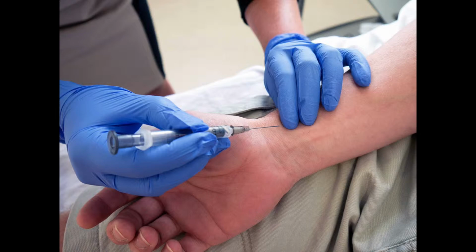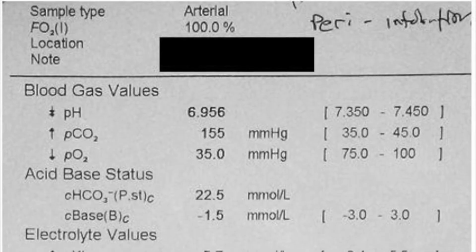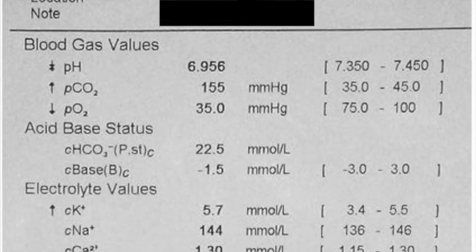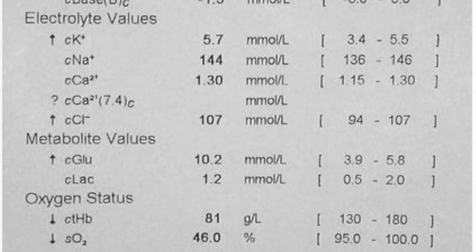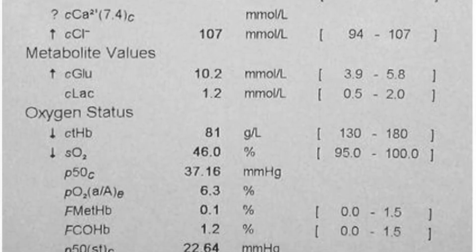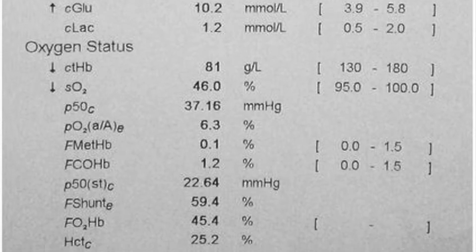Now, arterial blood gas analysis is a blood test that measures the acidity or pH levels of oxygen and carbon dioxide. These results provide important clinical information for patients with respiratory disorders, compromised circulation, or abnormal metabolism.